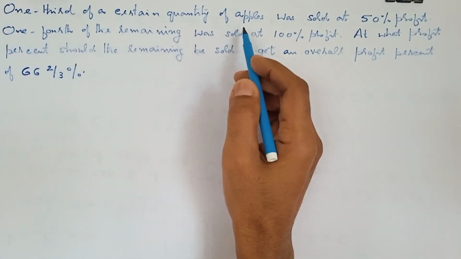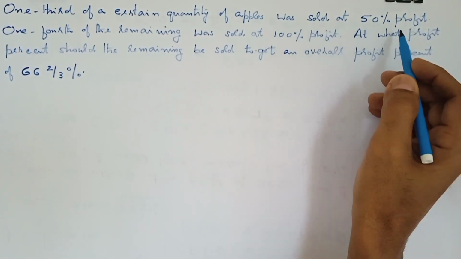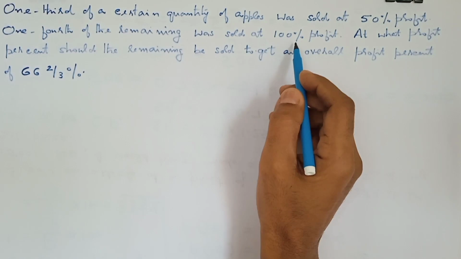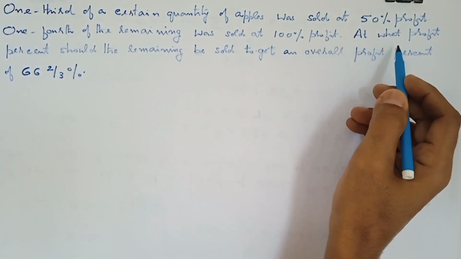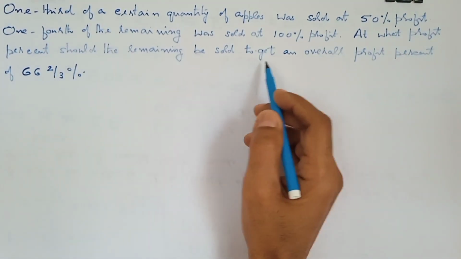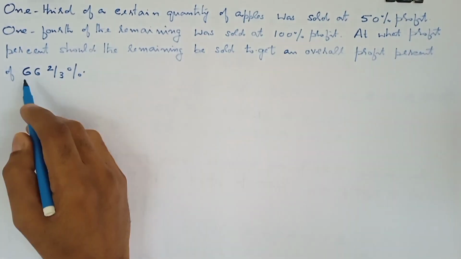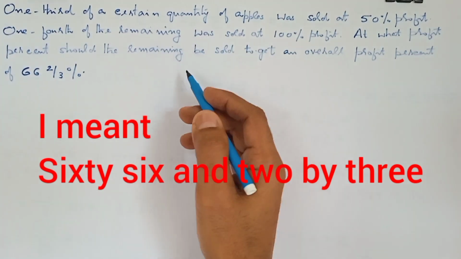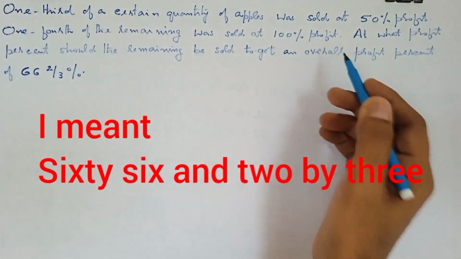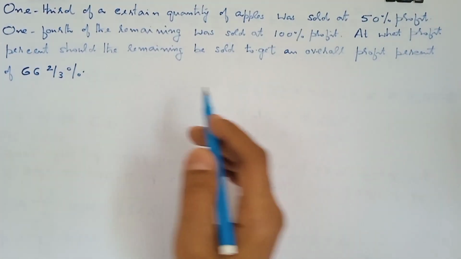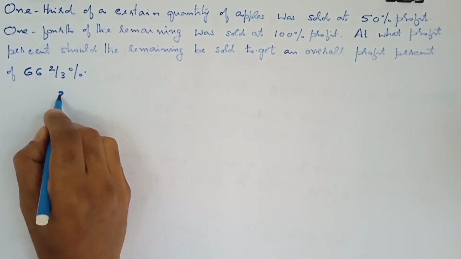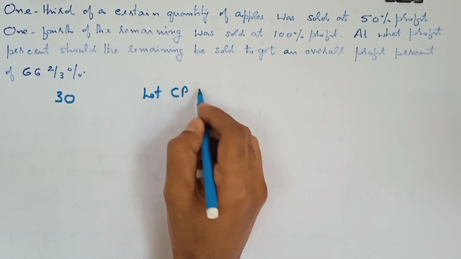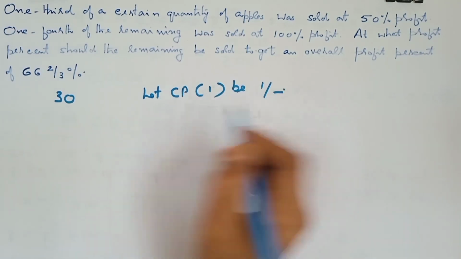1/3 of a certain quantity of apples was sold at 50% profit. 1/4 of the remaining was sold at 100% profit. At what profit percent should the remaining be sold to get an overall profit percent of 66 2 by 3%? We don't know the initial number of apples and the cost price of one apple. Let me choose a convenient number for that. Let 30 be the total number of apples initially. Let CP of one apple be 1 rupee.